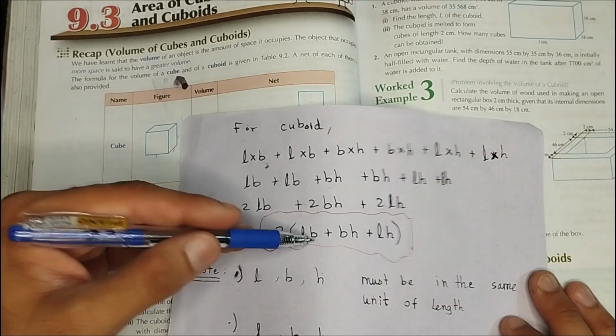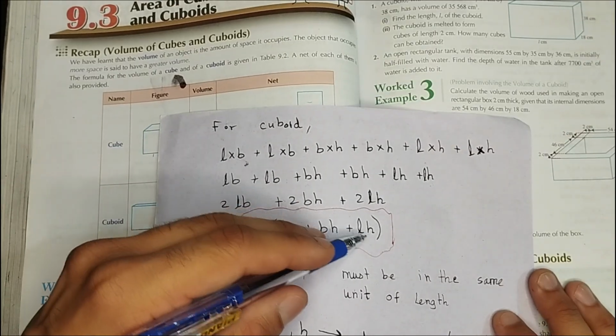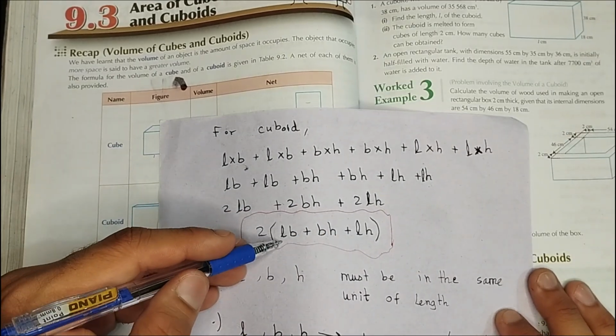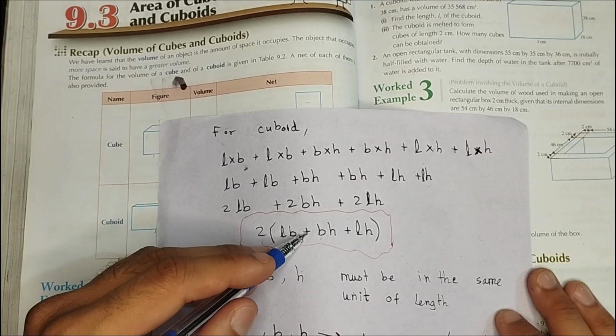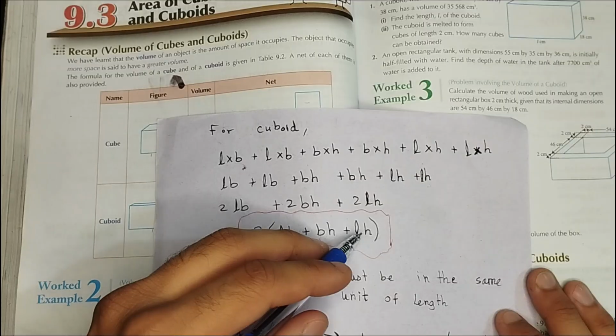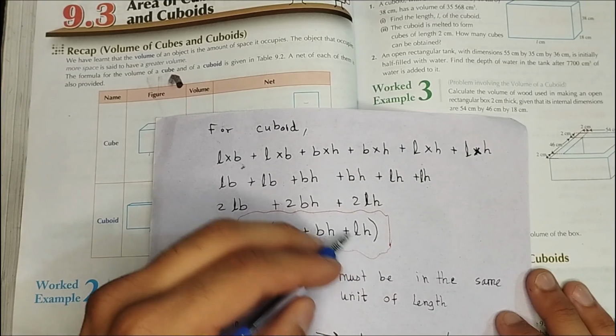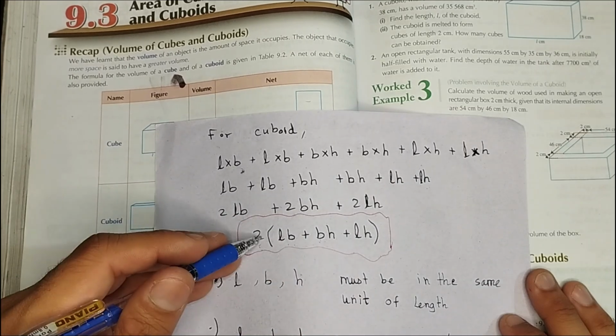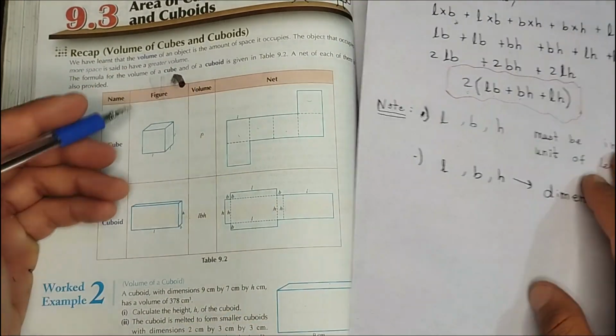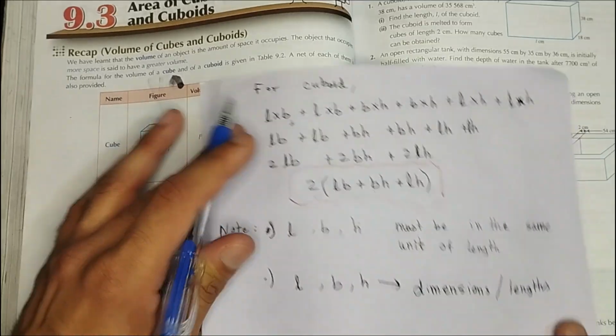2 multiplied by LB plus BH plus LH. So you're going to multiply length with breadth first, okay, multiplication first, then plus, again multiplication first, plus, then multiplication first, right? And then after you're done with the multiplication, you're going to add them all together. Once you get your answer, you're going to multiply it with 2. That will be your total surface area for a cuboid.